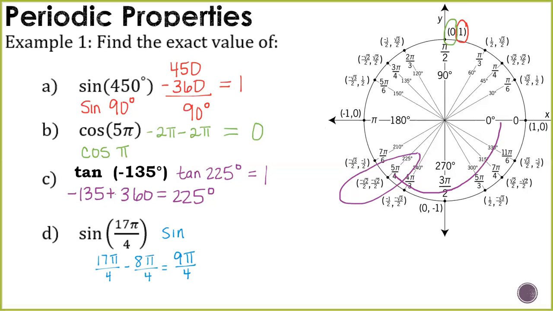Well, 9 pi over 4 still is greater than 2 pi. So we need to subtract it again. So let's subtract that 8 pi over 4 one more time. And we end up with just 1 pi over 4, or pi over 4. So we're looking for the sine of pi over 4 on your unit circle. So find pi over 4. And the sine is your y value. So it would be positive root 2 over 2.